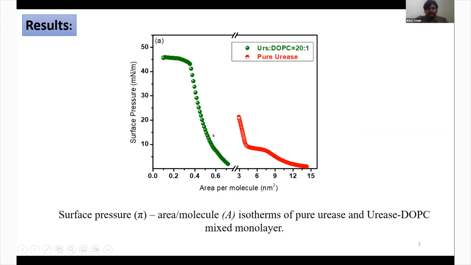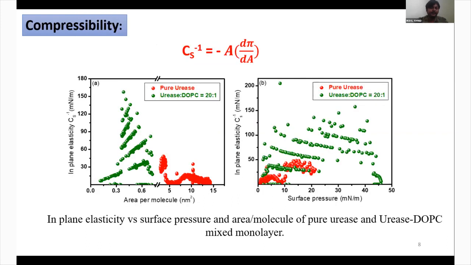From these surface pressure versus area per molecule curves, we have calculated the compressibility. Basically, it gives us information about the elasticity of the components at the air-water interface. You can see the elasticity of urease is very low compared to the urease-DOPC mix system. It is evident from other studies, as well as our previous studies, that when you mix a phospholipid with this kind of protein, it makes a very stable bilayer at the air-water interface. Then we can transfer this urease-DOPC system to a thin film to be used as a biosensor.